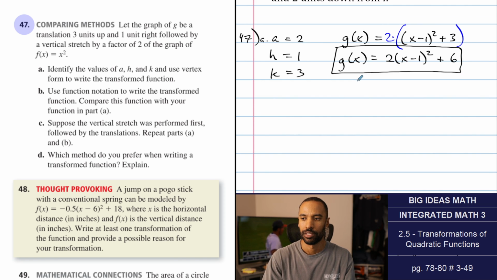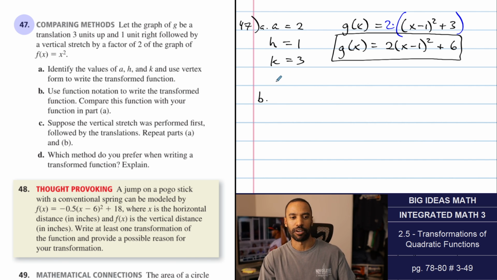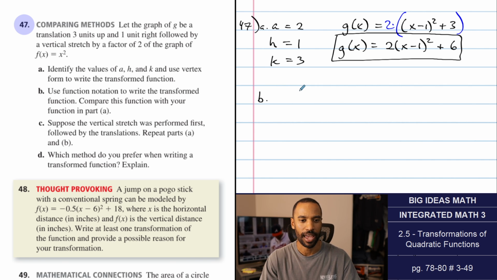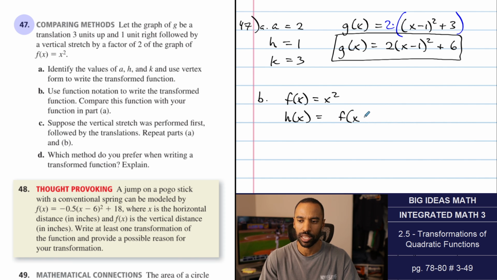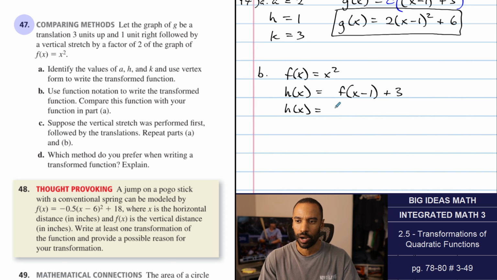Tricky. Oh, this is why they say compare methods. Now try another method. Part B. Use function notation to write the transformed function. Compare this function with your function in part A. Okay, so instead, if I had an interim kind of thing, I could say f of x is x squared, and then we'll use an h of x. H of x, we're going to take our f of x and translate it 1 unit right and 3 units up. So it's x minus 1 squared plus 3.